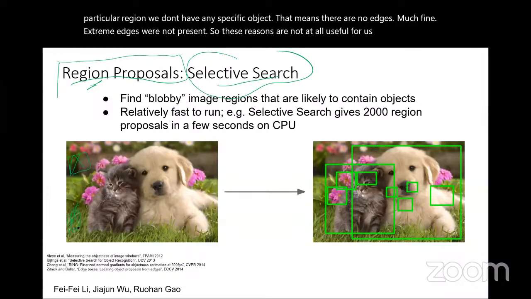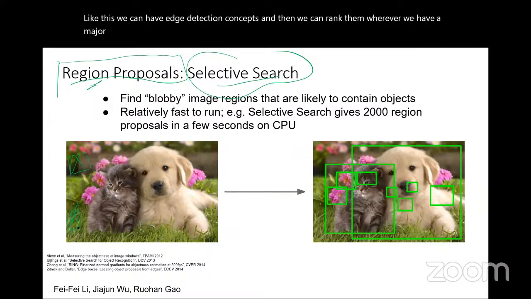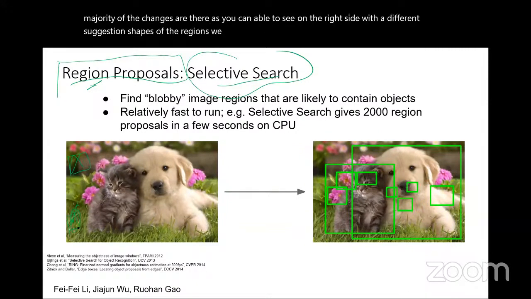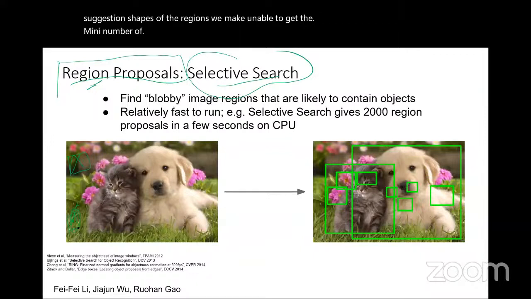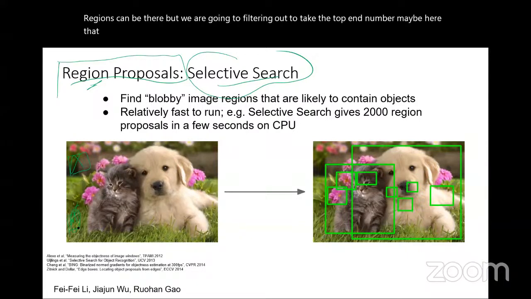Like this, we can use edge detection concepts, and then we can rank the regions wherever the majority of changes are, as you can see on the right side, with different sizes and shapes of regions. We can get many regions, but we are going to filter them to take the top n number. Maybe here we can consider 200 regions, as you can see on the right side.